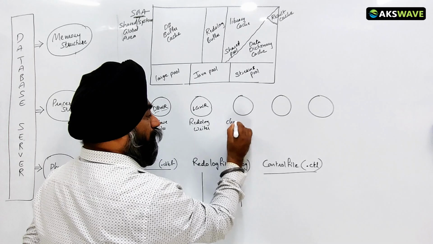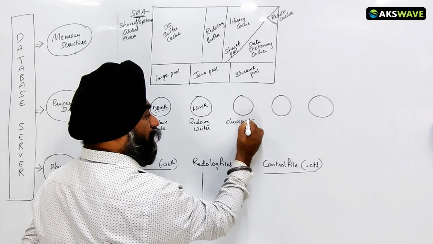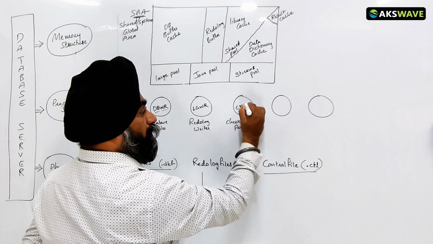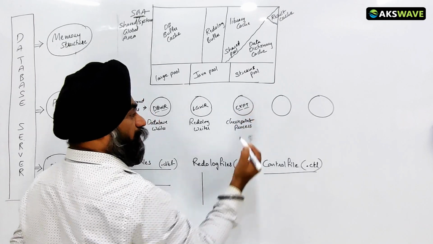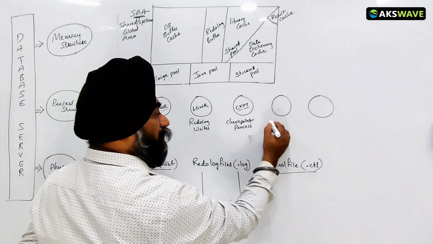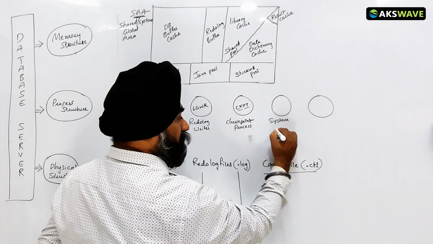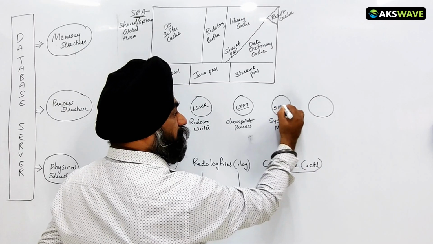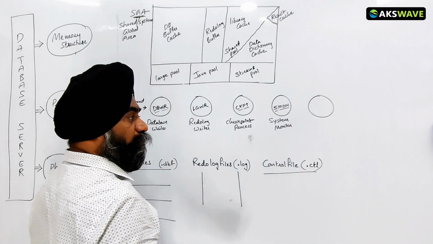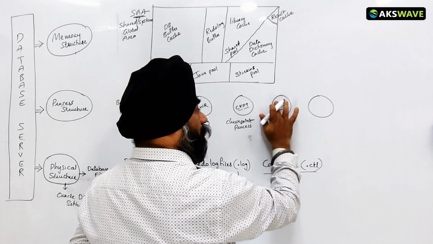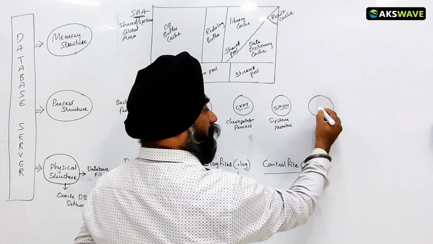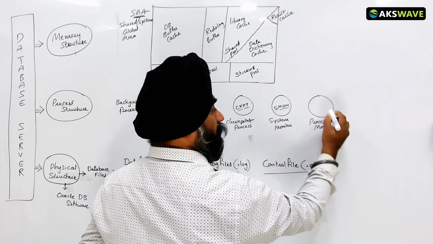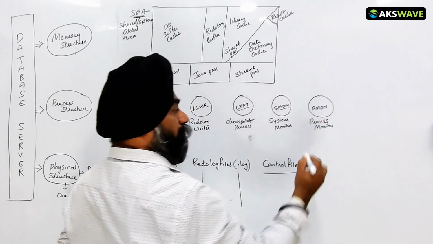Right. Next one, checkpoint process, CKPT. Checkpoint process. Next one, system monitor. Shortly, it is seen as SMON, system monitor. The next one is process monitor. Process monitor. This is called PMON.